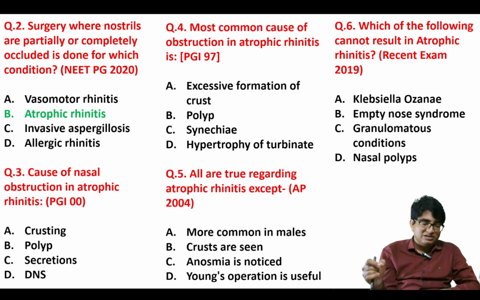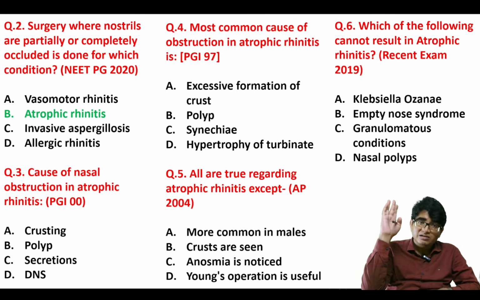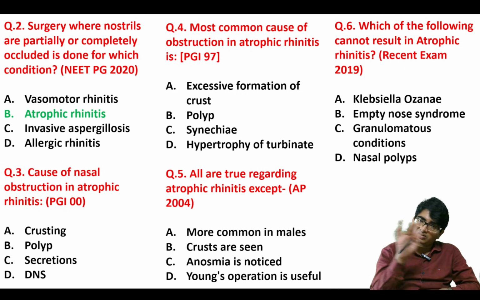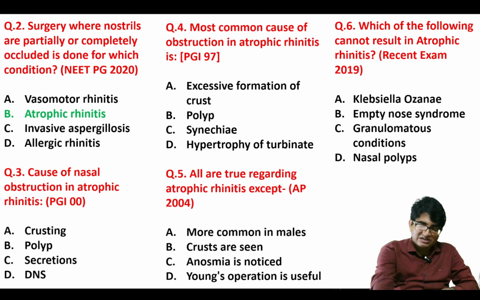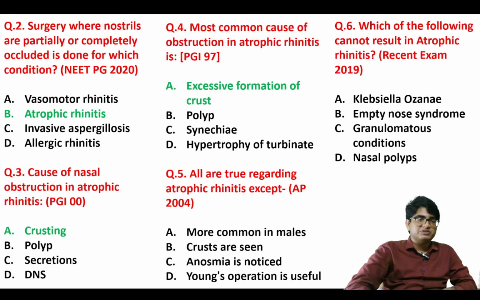Second question, cause of nasal obstruction in atrophic rhinitis. Actually, the third and fourth questions are the same. Most common cause of obstruction in atrophic rhinitis is, okay, options are excessive formation of crust, crusting, both are the same. This is the answer, you know already. Polyps, no. Secretions, no. DNS, no. Synechiae, no. Synechiae are seen in syphilis. Hypertrophy of turbinates, obviously not. That is the atrophic rhinitis. So the answer here is excessive formation of crust or crusting.